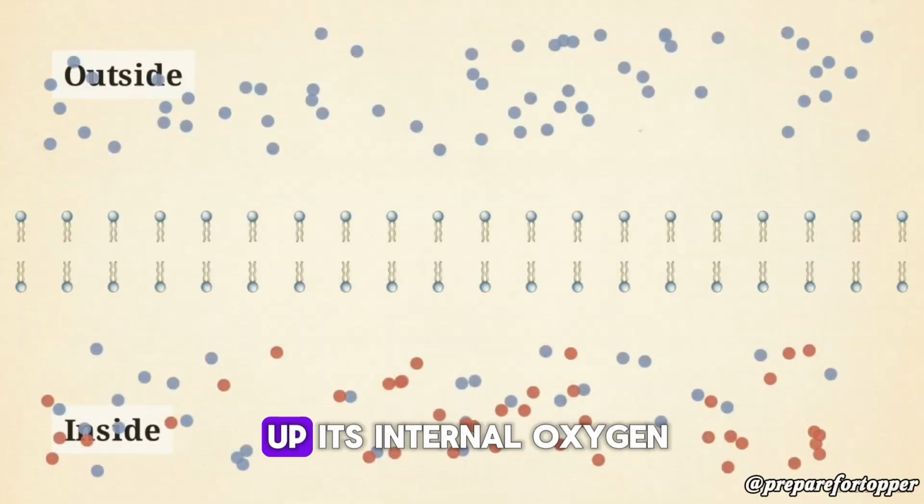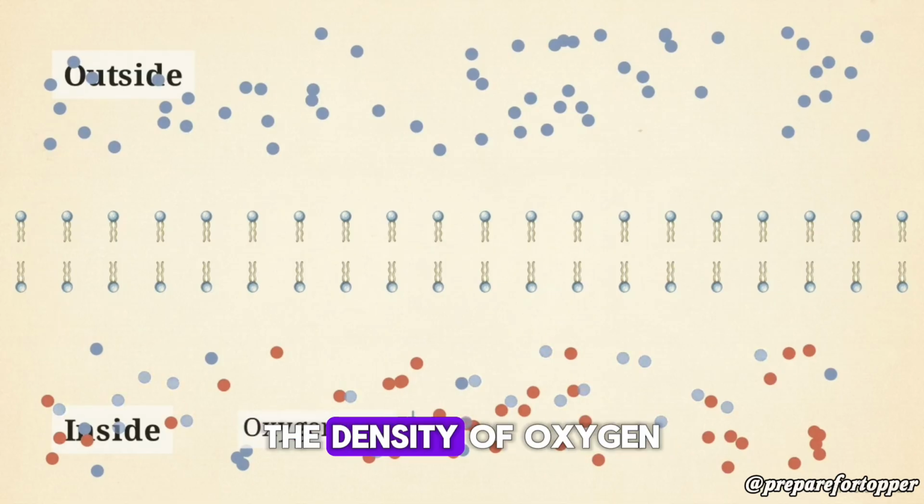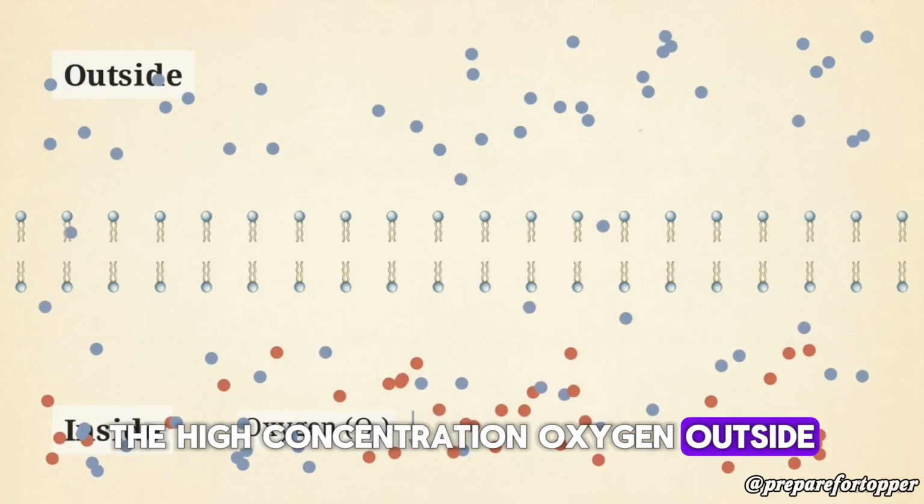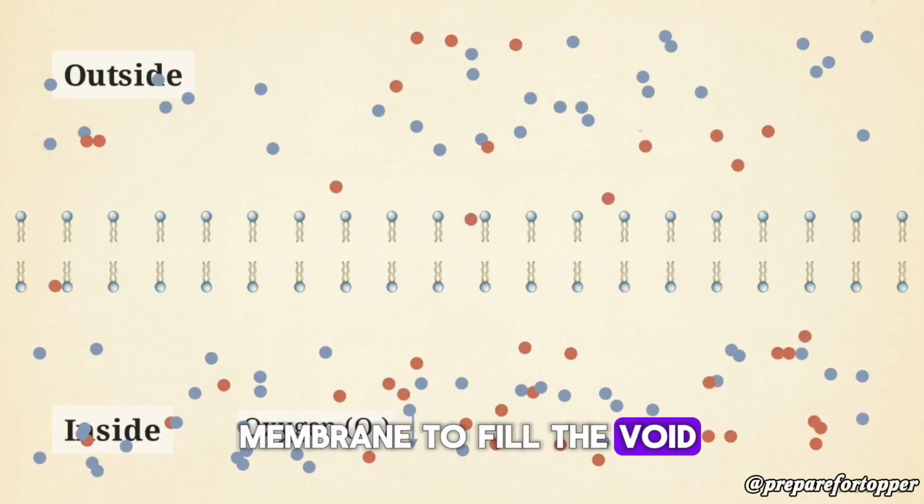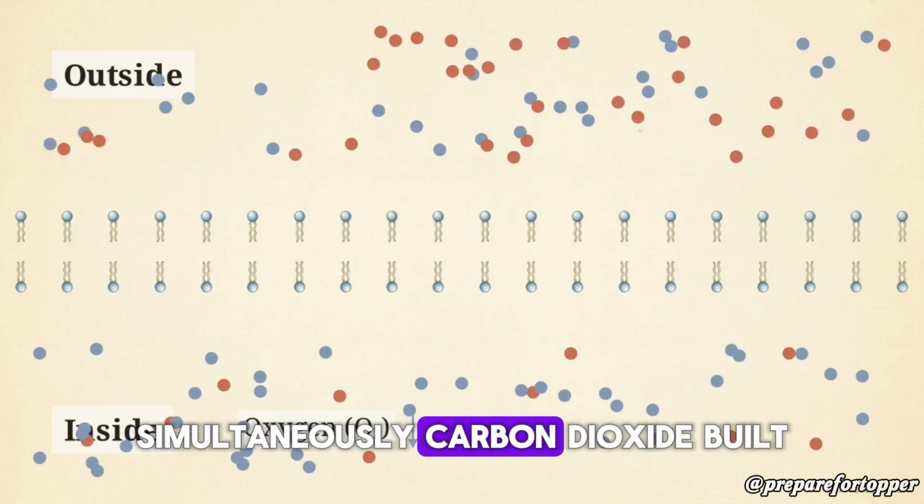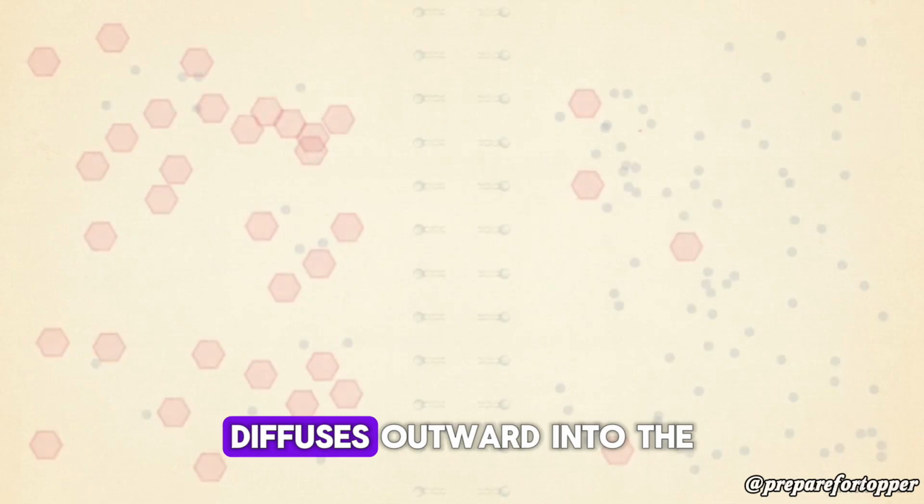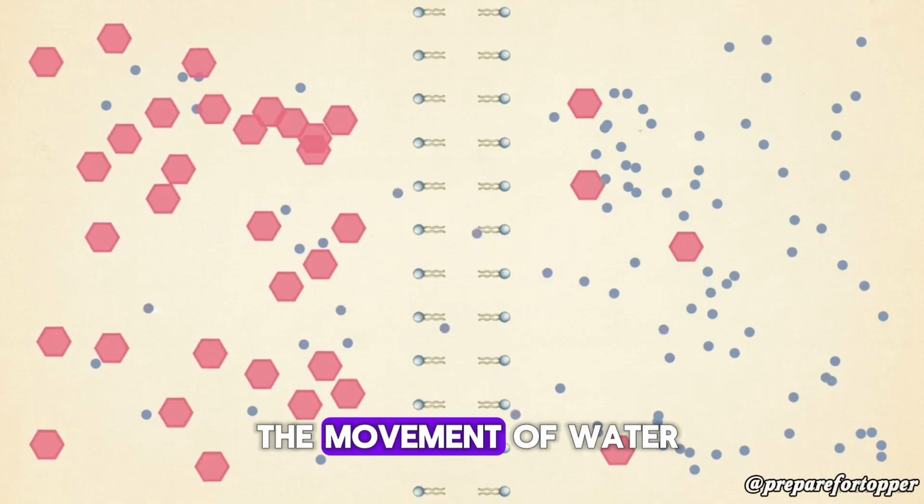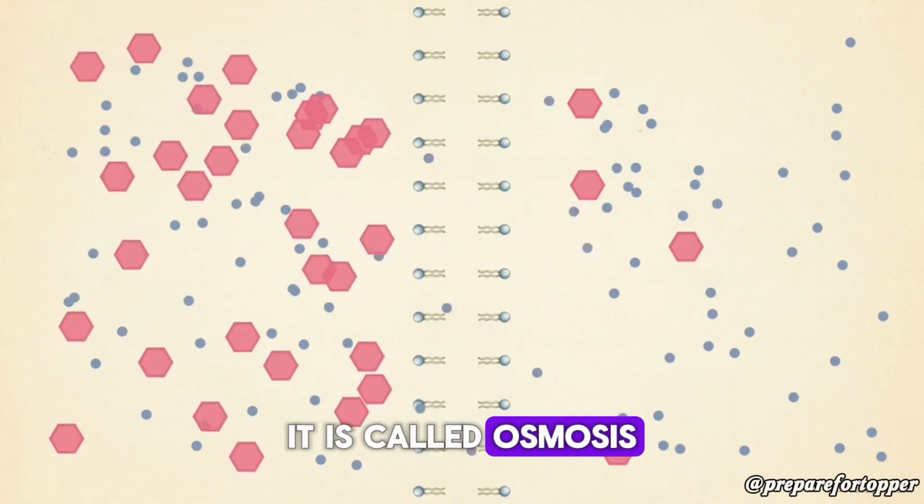If a cell uses up its internal oxygen, the density of oxygen inside drops. The high concentration oxygen outside naturally slips through the membrane to fill the void. Simultaneously, carbon dioxide built up inside diffuses outward into the emptier environment. When this process involves the movement of water, it is called osmosis.